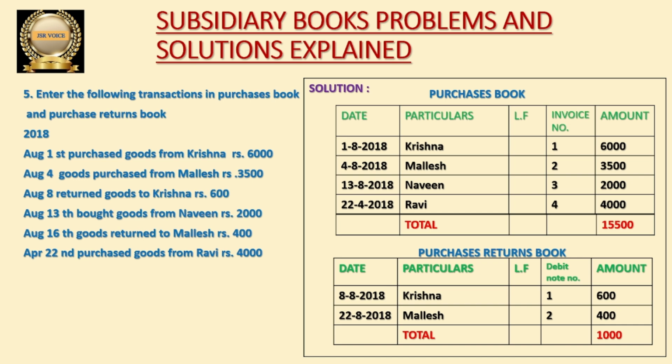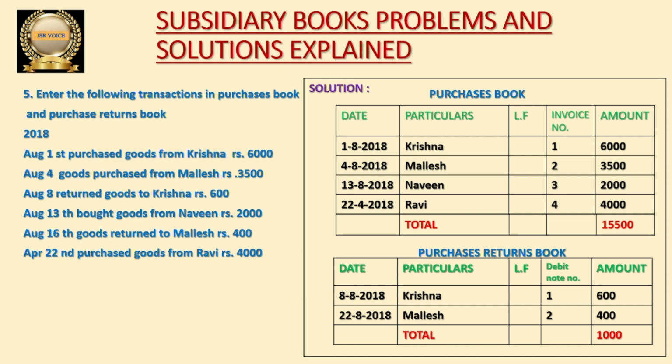Okay, in which book we should record? In purchases book, because it is purchase related transaction. Let us see purchase book, date column 4-8-2018, particulars column name Mallesh, LF column empty, and invoice number we are going to write serial numbers here because invoice numbers are not available in the question. So invoice number 2, amount column 3,500.